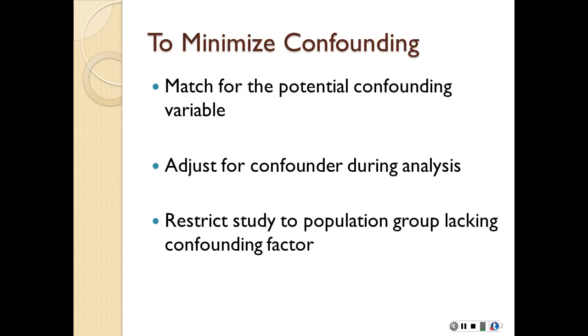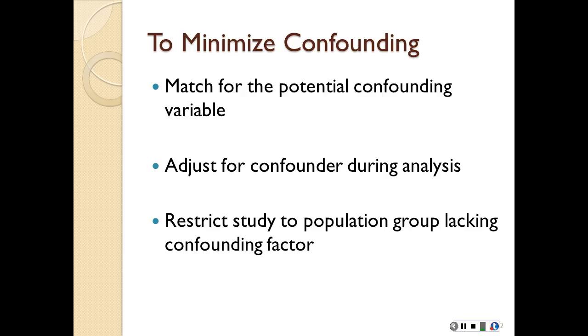Alright, you can also adjust for the confounder during the analysis, which is what we just did. You can use a stratified analysis. There are other ways to do it, but you could do it using a stratified analysis like we just did. You adjust for it after the fact, essentially. So matching happens during the study design period, before you've collected your data. Adjusting happens after the data is collected. You do it mathematically.